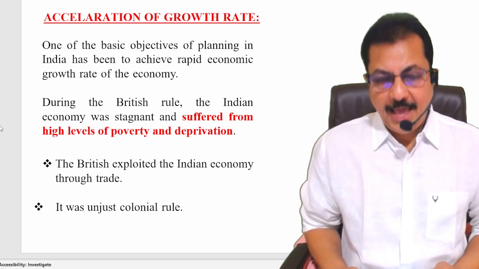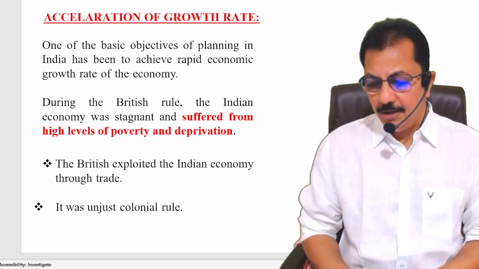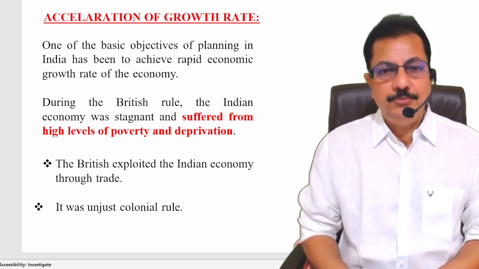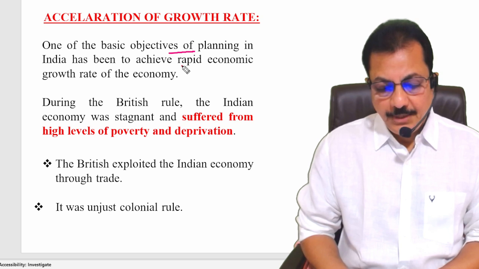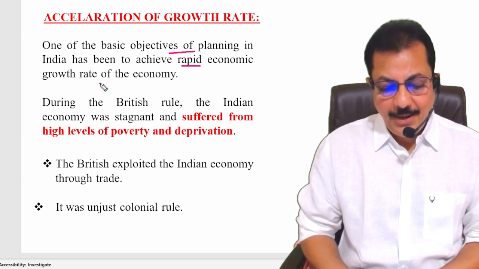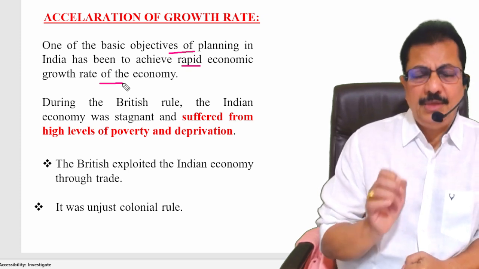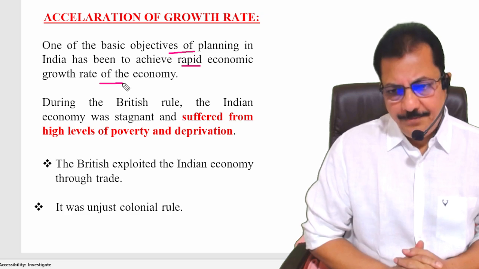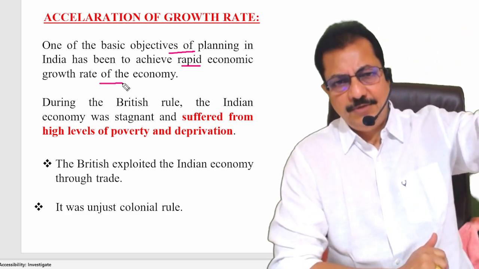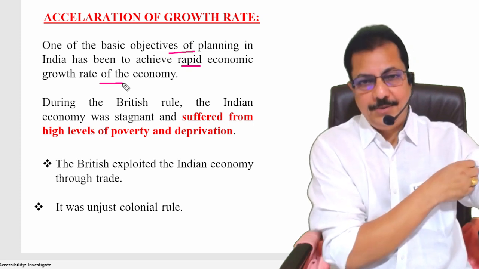Next is the acceleration of growth rate. This is another objective of our planning. So one of the basic objectives of planning in India is to achieve rapid economic growth of the economy. Rapid growth of the economy. Why have we used the word rapid? Why did our first Prime Minister of India, Shri Nehru, use the word rapid?